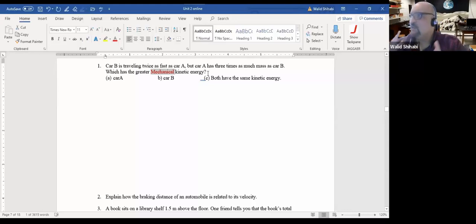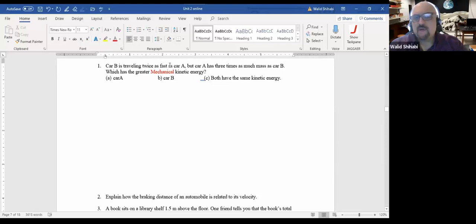Moving objects have to do with mechanical kinetic energy, because we know there are 4 types of kinetic energy. There is thermal kinetic energy, electromagnetic radiation kinetic energy, electrical kinetic energy, and then we have mechanical kinetic energy. Big moving objects have to do with mechanical kinetic energy. So which one has bigger kinetic energy? Car A or car B?